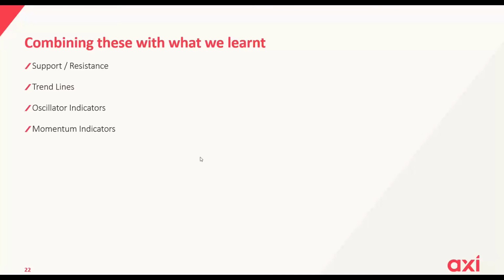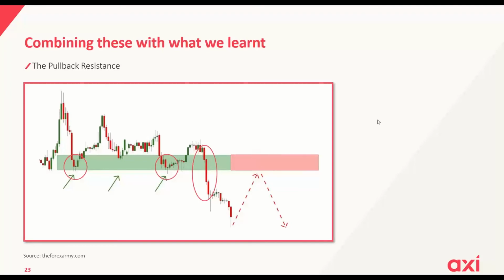Now, let's go into how we can combine this with what we have learned. The first thing we're going to look at is how we can combine this with support and resistance. So you can see over here, this was what I taught you guys on pullback resistance in the past. One of the beautiful things is that you can actually see how the candlestick formations were playing out at these areas where I'm circling.